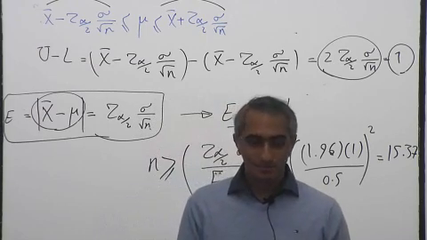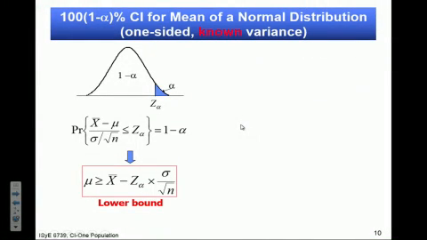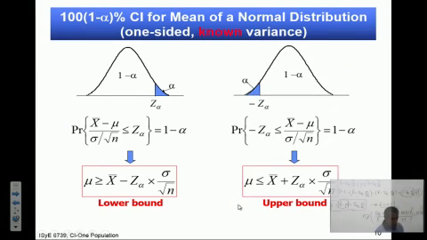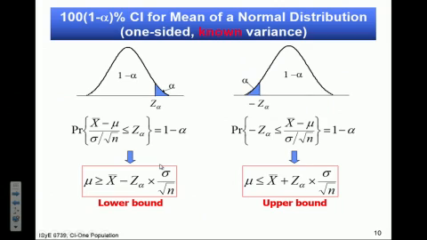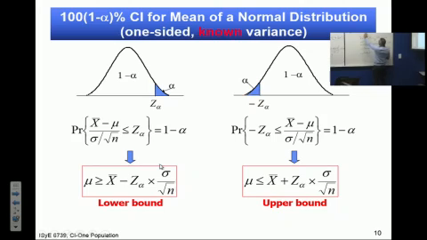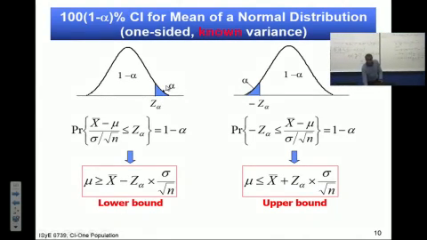Any questions? Are we good? Sometimes we just want to have a one-sided confidence interval. Sometimes we just want a lower bound, and sometimes we want an upper bound. In this case, we use a similar upper bound and lower bound. We just replace alpha over 2 with alpha. So what happens is we push all of alpha into one side rather than two sides.